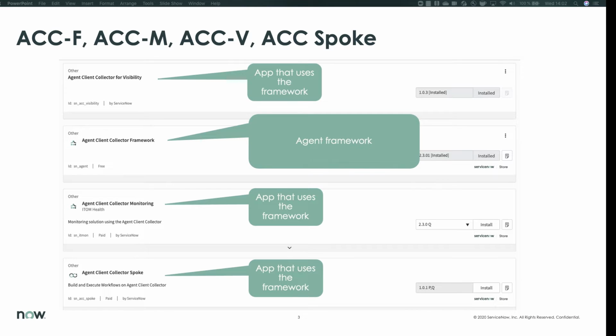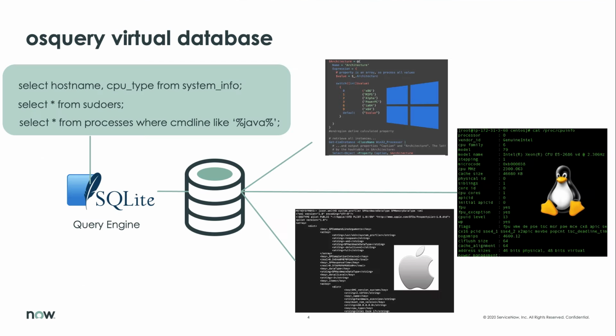The Agent Client Collector spoke allows you to execute process flows so that you can run queries and commands on remote devices. The Agent Client Collector ships with a standalone version of osquery. This allows you to run SQL queries against a virtual database, and it's literally as simple as things like SELECT * FROM processes WHERE command_line LIKE '%java%', SELECT * FROM sudoers, or SELECT hostname, cpu_type FROM system_info.